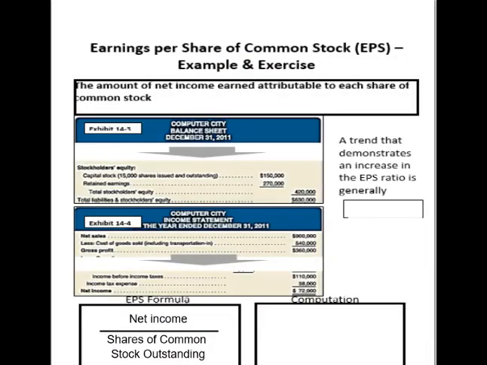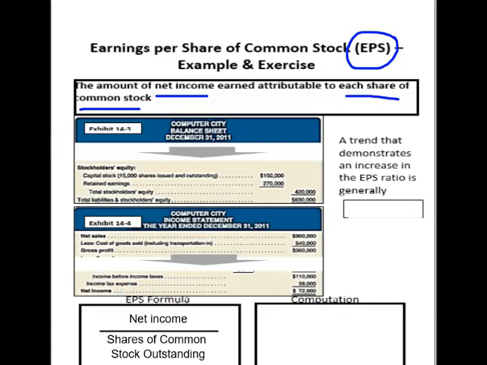Now let's go on to the next concept of what we call earnings per share of common stock, again typically abbreviated as EPS. And this represents the amount of net income, in other words, the bottom line income, earned that's attributable to each share of common stock.